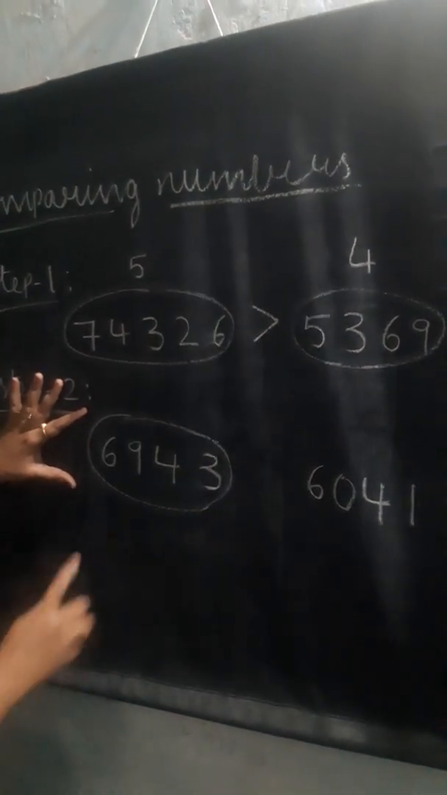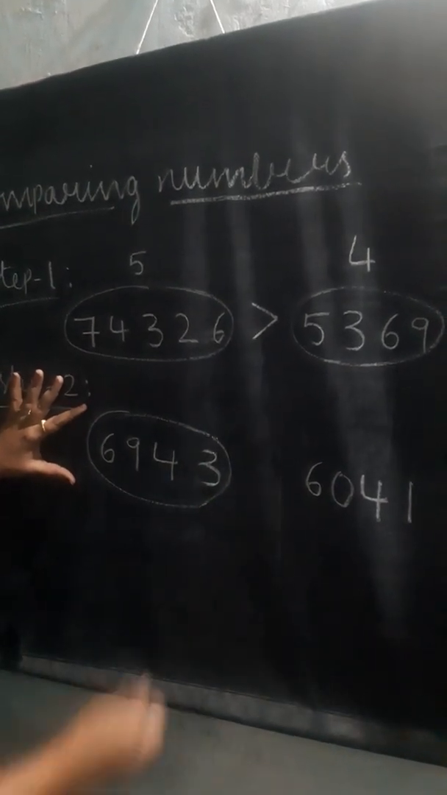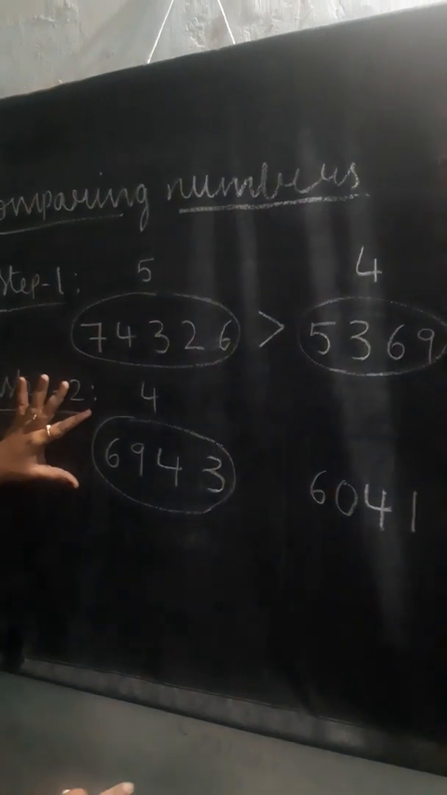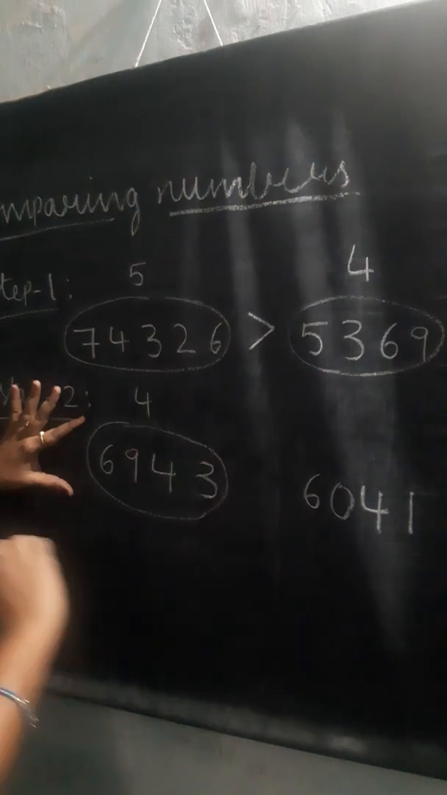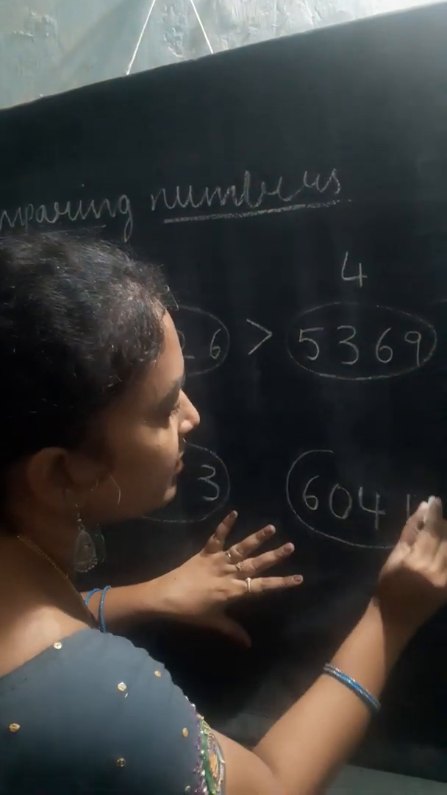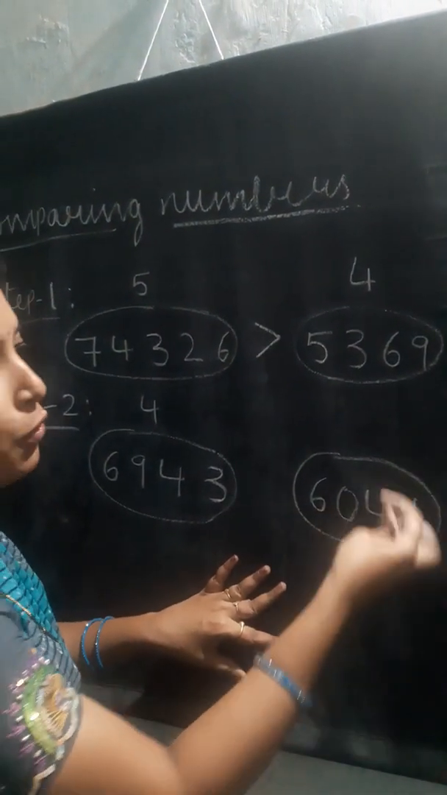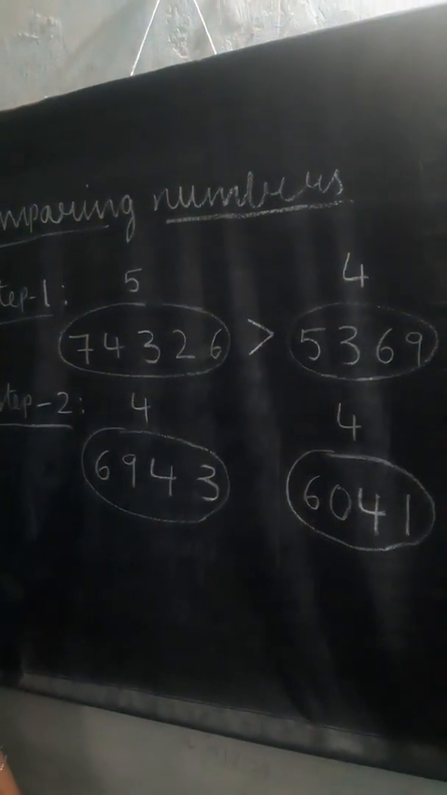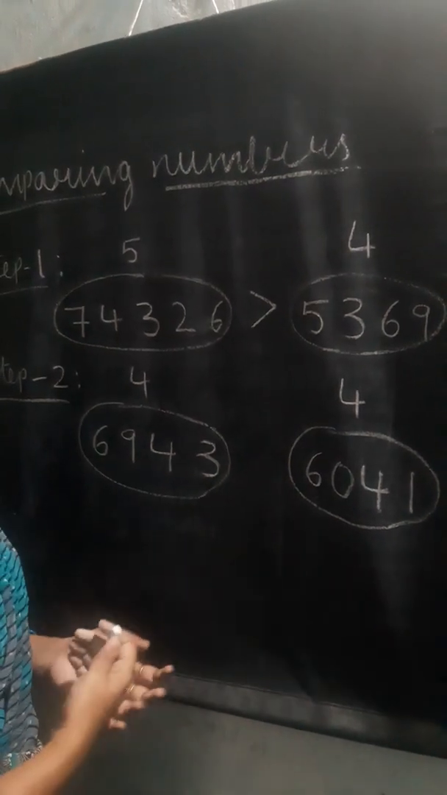Count the number of digits. 1, 2, 3, 4. How many digits are present here? 4 digits. Immediately when you are going to compare the numbers, write the number of digits. Coming to the second number, how many digits are present in this? 1, 2, 3, 4. Here also 4 digits. Then how can you identify the greater number in both?